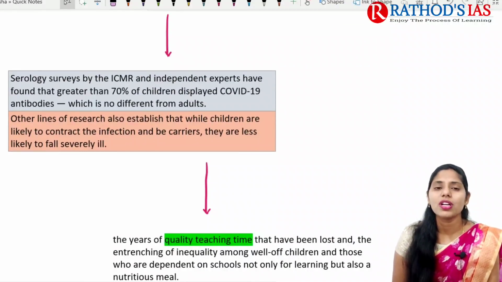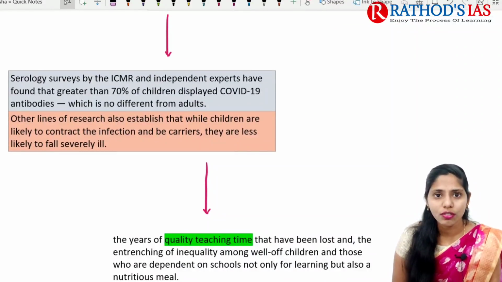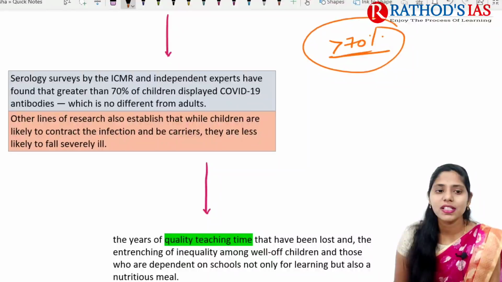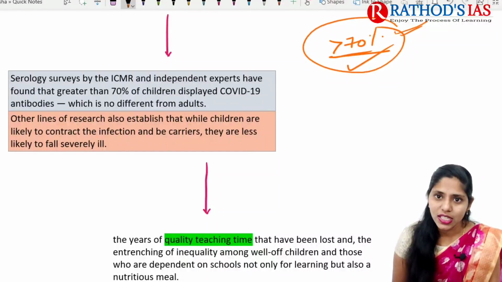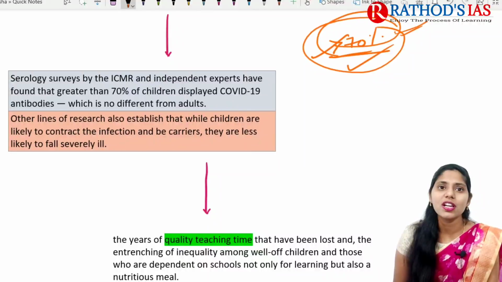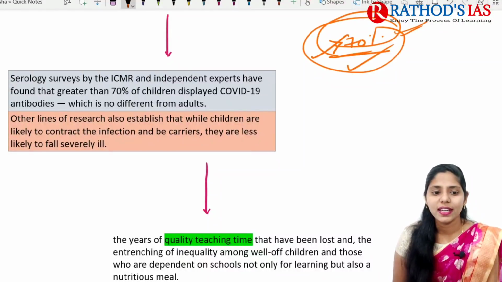But if you are talking about data from this serological survey of ICMR, it mainly says that more than 70% of children display COVID-19 antibodies. So on par with adults, in children also 70% of children are having these COVID-19 related antibodies.